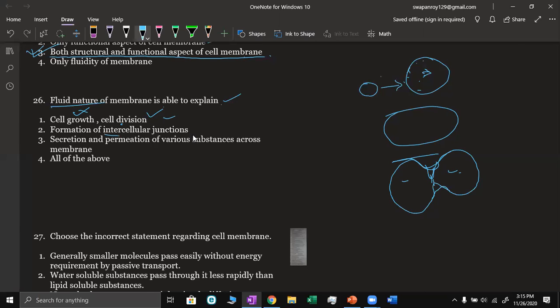Then intercellular junction: two cells are meeting, and sometimes they join and exchange. So cell junction is possible, and also secretion from the cell. Some of the material synthesized has to come out, so how does it come out? Or sometimes they engulf some food and have to take it inside. And permeation of various substances across the membrane, all these are possible due to this fluid nature. So the correct answer is all of the above.